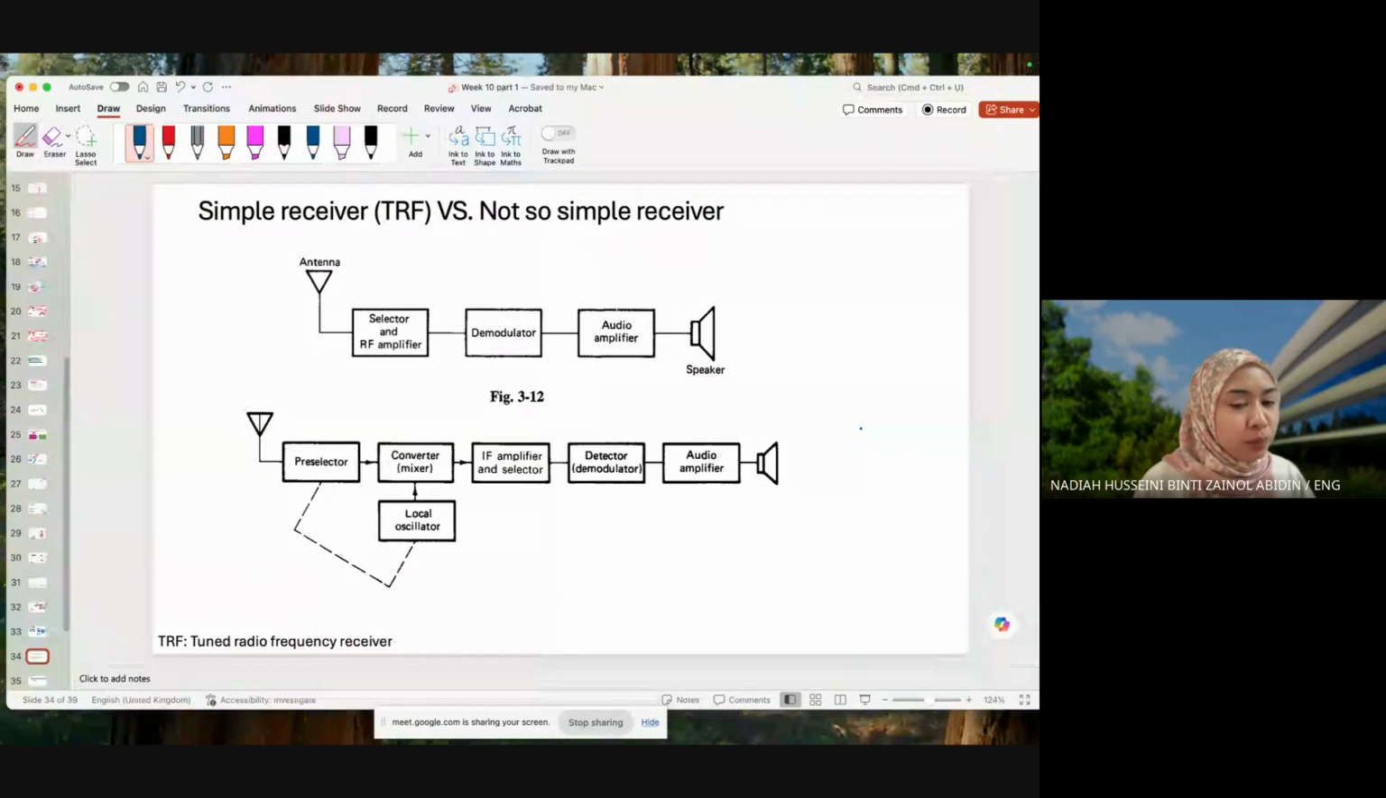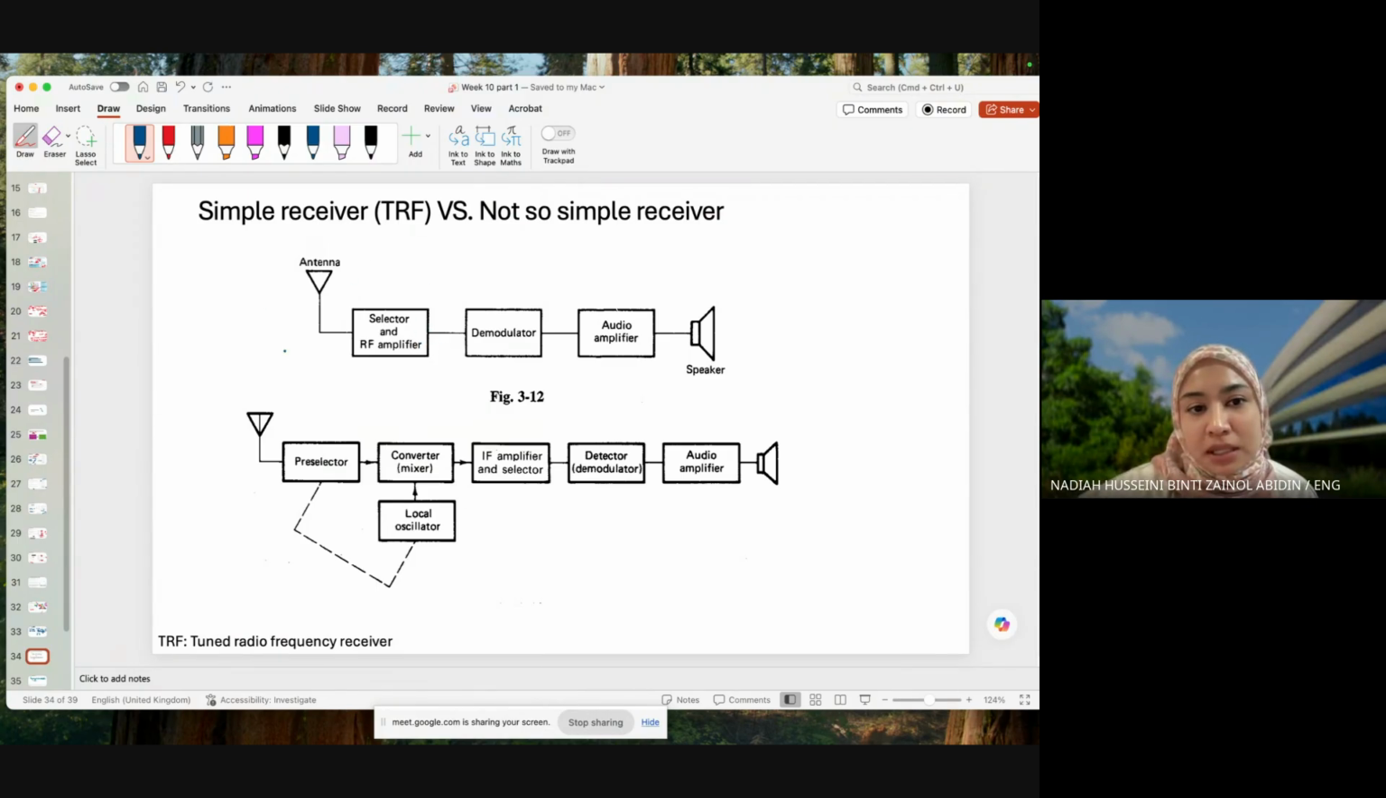Okay, now we talked about the selectivity. We did not talk about sensitivity yet, but I feel like sensitivity is too wordy to be discussed at this very critical hour. Let's talk about the system instead, and let's go back to sensitivity tomorrow. So this is a simple receiver versus not so simple receiver. Let's differentiate them, and then we'll talk more about it tomorrow.